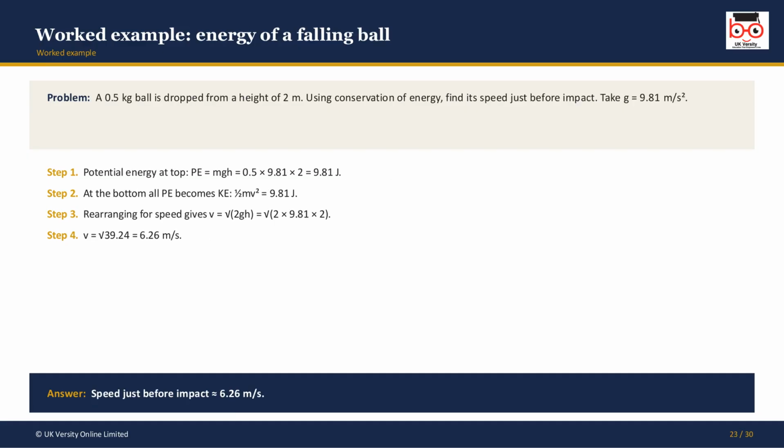Let's use energy on a falling ball. A 0.5 kilogram ball is dropped from a height of 2 meters, and we want its speed just before it lands, taking g as 9.81. At the top, it has potential energy of mass times g times height, 0.5 times 9.81 times 2, which is 9.81 joules. As it falls, all of that turns into kinetic energy, a half mv squared. Solving, the speed is the square root of 2gh, that's the square root of 2 times 9.81 times 2, the square root of 39.24, about 6.26 meters per second.